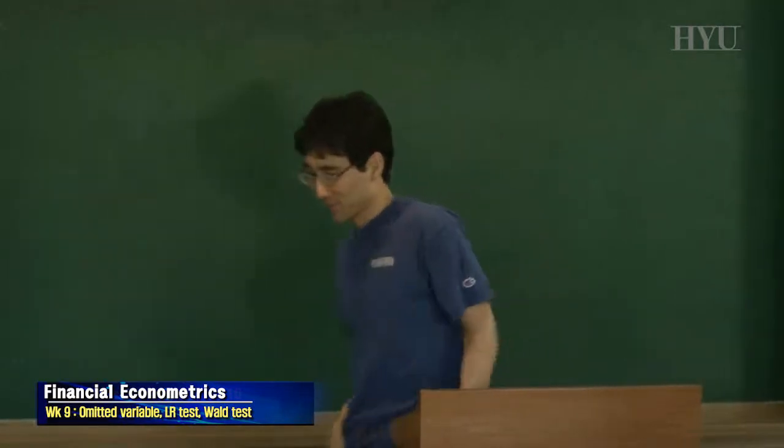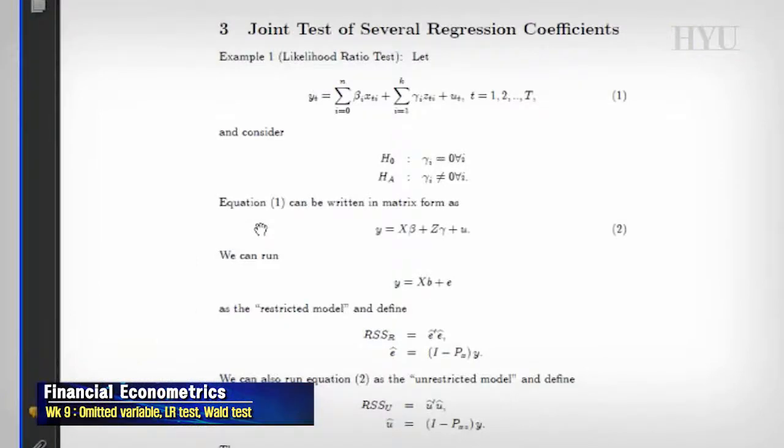Okay. Anyway, so this is our homework. So yeah, let's do it one by one. So first, the likelihood ratio test. Okay. So first, let's consider the null hypothesis such that all dummies are simultaneously zero.